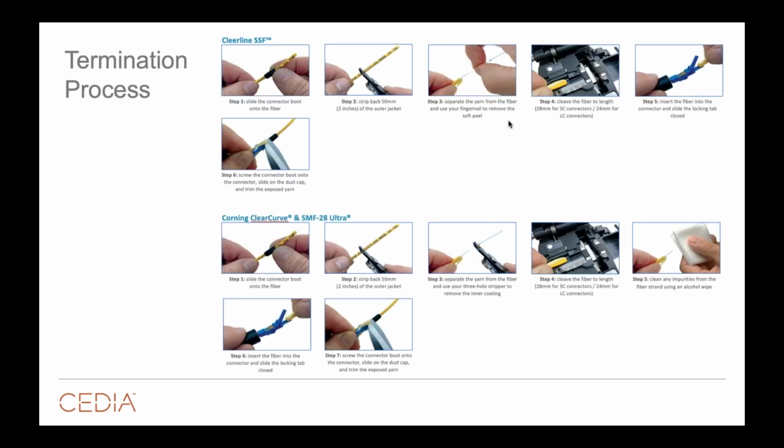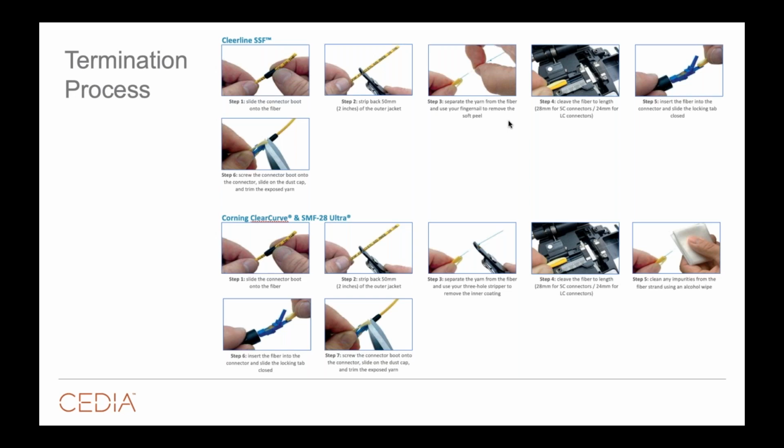Termination. This is the part of the training where I'll walk around and show people how to terminate. The thing I want to point out here is, if you've got a polymer coated fiber like a Clearline SSF cable, it is a different process than if you're using a traditional Corning style fiber optic cable. The fastest termination time is going to come from a Clearline cable.